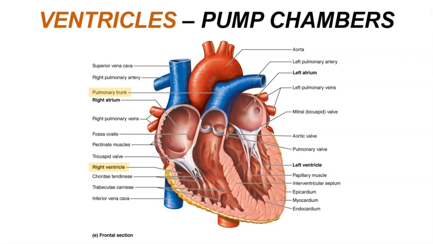So when the right ventricle contracts, it's going to push blood into a structure called the pulmonary trunk, which will branch into the right and left pulmonary arteries to take blood to the lungs. When the left ventricle contracts, it will push blood into an artery called the aorta, which is the main systemic artery that's going to take blood to all of the systemic blood vessels that don't include the lungs.